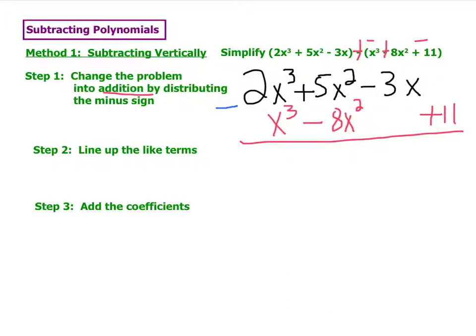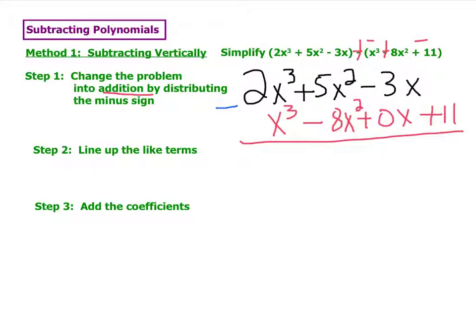I showed you how to change it here. You could also set it up like this and change it this way, and I'm going to do that. We do have to line up our like terms. This is very important. So my x cubed goes underneath here, x squared, x squared. Notice that this is missing a plain x, so what I need to do is say plus 0x.